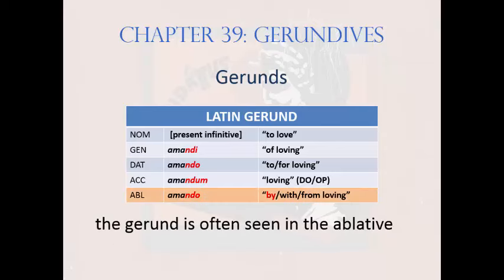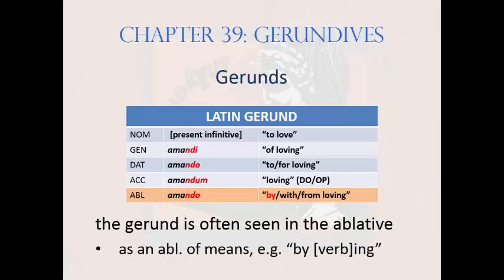One major use of gerunds in Latin is in the ablative case, where they often serve as ablatives of means, that is, by verbing, by trying, by helping, by hurting, by healing. In fact, when you see a verb form ending -ndo with no preposition in front of it, the first translation you should try is by whatever the verb is -ing. By doing that, you will most often succeed.